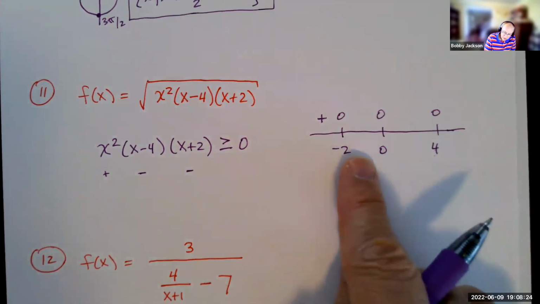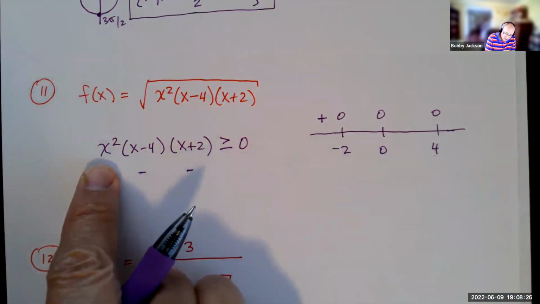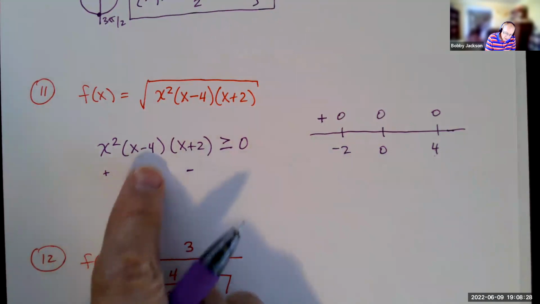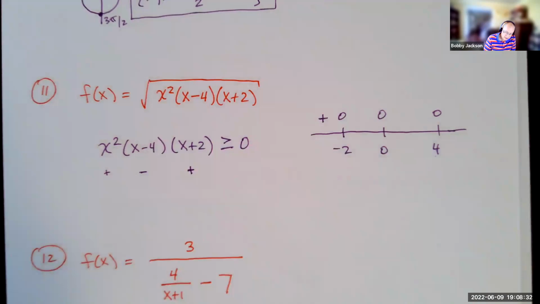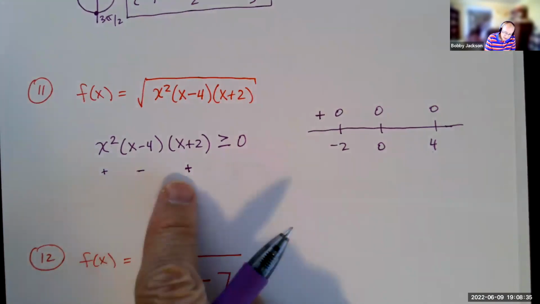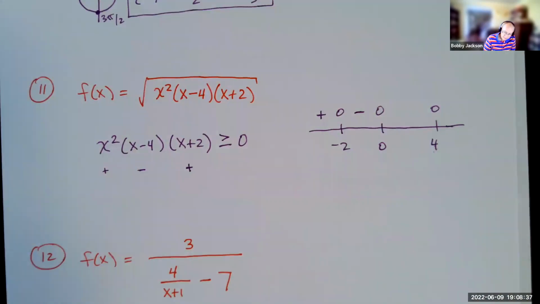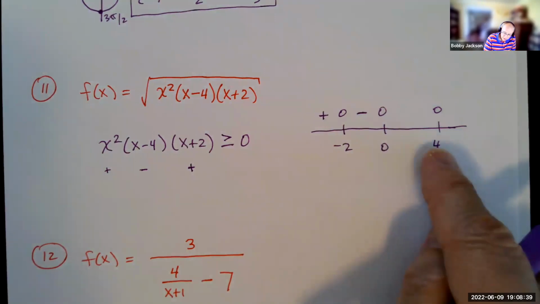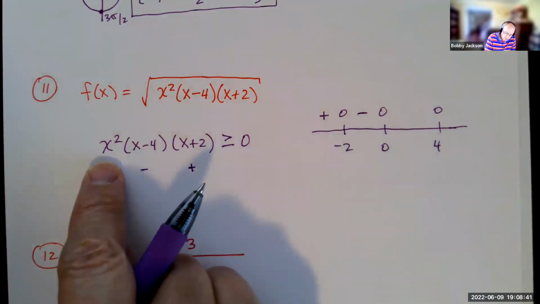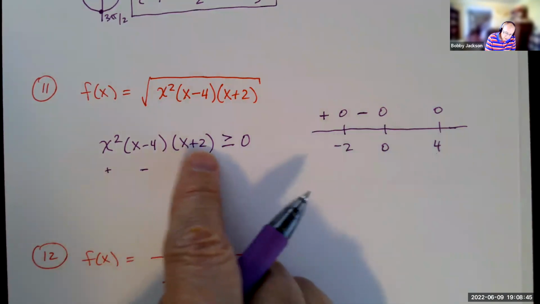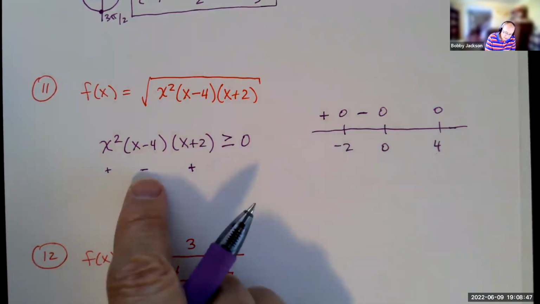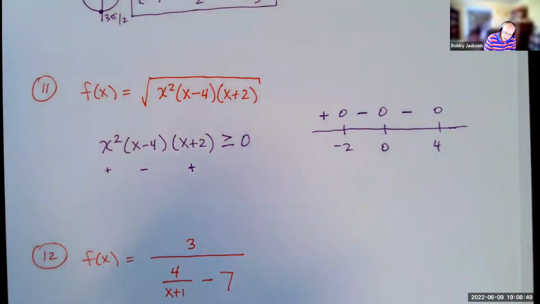Between -2 and 0, I plug in -1. That's going to be positive again. -1 minus 4 is negative. -1 plus 2 is now positive, right? So a positive times a negative times a positive is negative. And then I check between 0 and 4, like 1. If I plug in 1, 1 squared is positive. 1 minus 4 is negative, -3. 1 plus 2 is 3, positive. Again, positive, negative, positive, it's negative again.